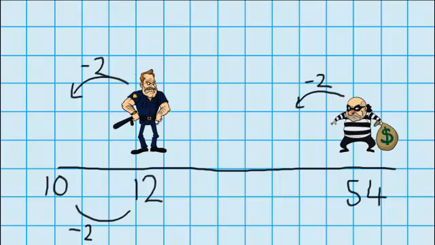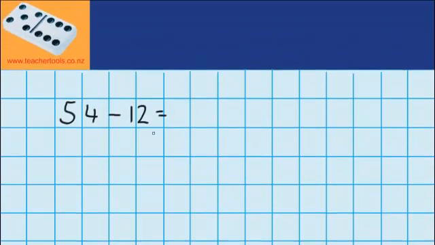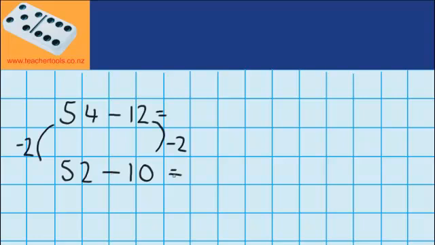Let's see what that looks like for our problem. So here we have our 12, and we took 2 away, which took us back to 10. And because the policeman moved back 2 houses, the robber noticed that he could also move back 2 houses, so instead of being at 54, he's now at number 52. And 52 minus 10 is easy to do. That leaves us with 42.